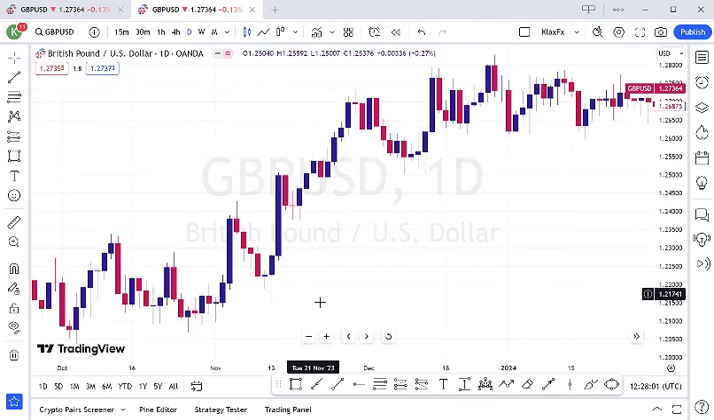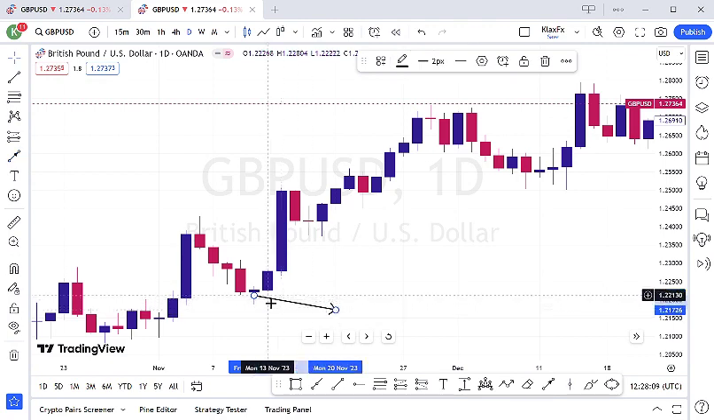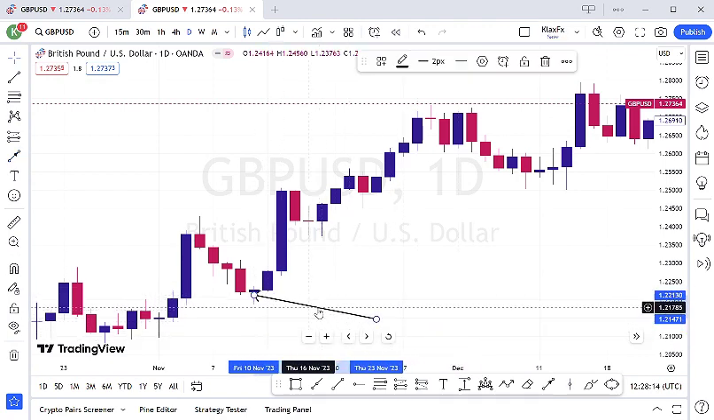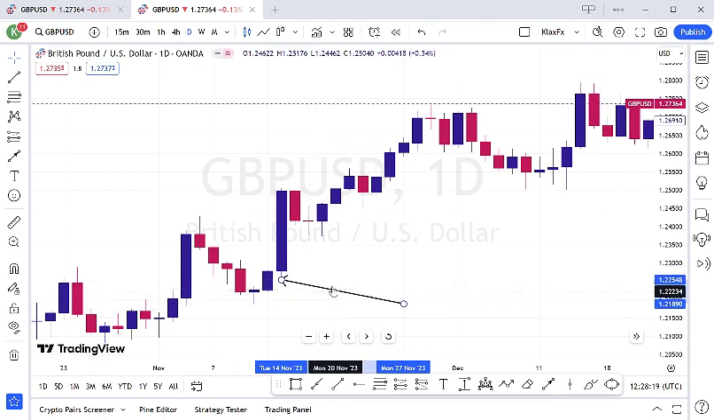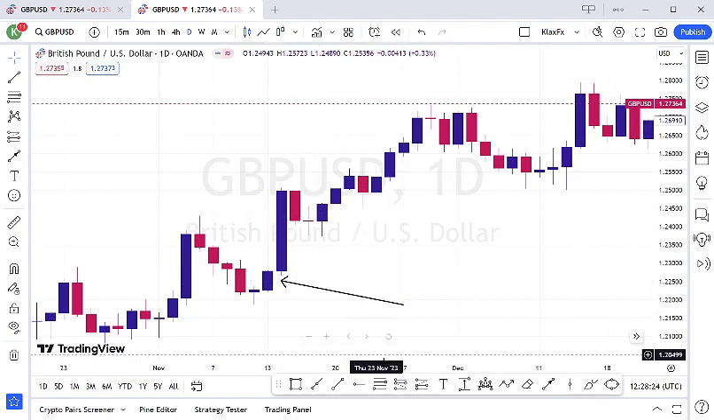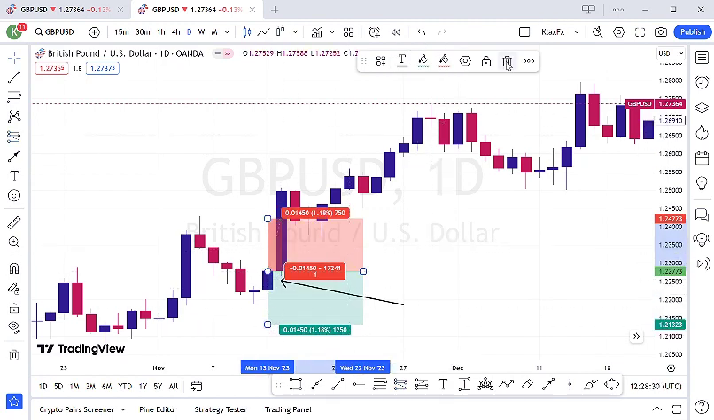For instance, look at what happened here. This is a hammer. This particular thing here is a hammer. This is an example of a hammer. So after this hammer candlestick, you now wait for another candle to give you a direction or confirmation. Then you can enter your trade. So if you actually enter this trade, you will be in profit, because if you enter this trade from here, buy.